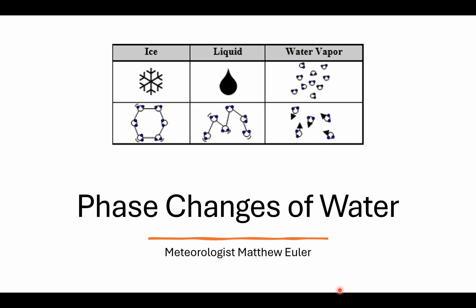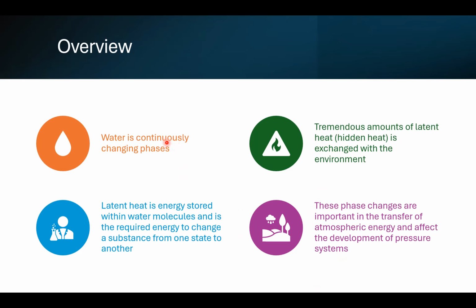So let's get right into the training. We'll start now with the overview. Big things here with the phase changes of water: water is continuously changing phases. With water, we have tremendous amounts of latent heat, or what's known as hidden heat. When I say latent heat, just think of it as a hidden heat. This is a type of heat you really can't sense with a thermometer. But latent heat is very important in atmospheric processes as far as causing these water phases to change. So again, tremendous amounts of latent heat exchange with the environment.